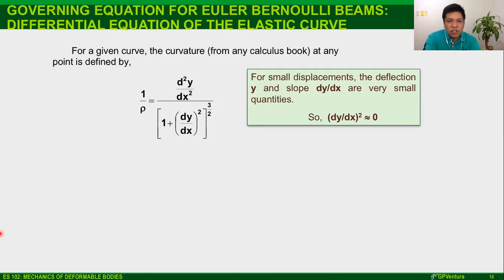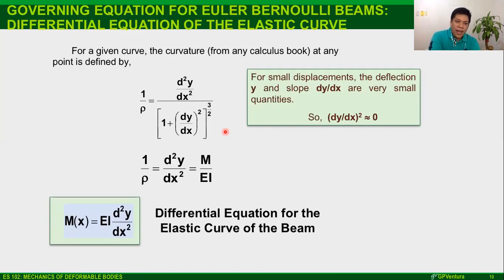Okay? Such that what happens is if dy over dx squared is equal to 0, this is now 1 plus 0 raised to 3 halves. Okay? I have 1. Therefore, I can say that 1 over rho is d squared y over dx squared. And again, from our previous slide, we have shown that 1 over rho is equal to M over EI. Okay?